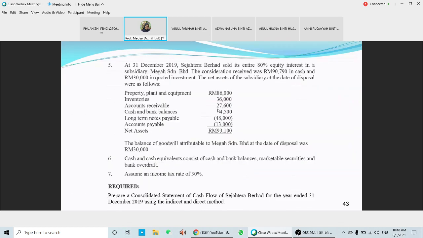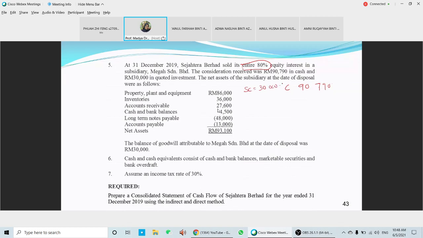Okay, and then this one. On 31st December, Sejahtera sold 80%, the entire 80%, which means that you dispose of all of it. Okay, and then received a cash consideration of 19,790. So the cash that you receive is 19,790. Then you receive that 19,790 in terms of cash, and 30,000 in terms of the third investment, so you're going to have share capital of 30,000.